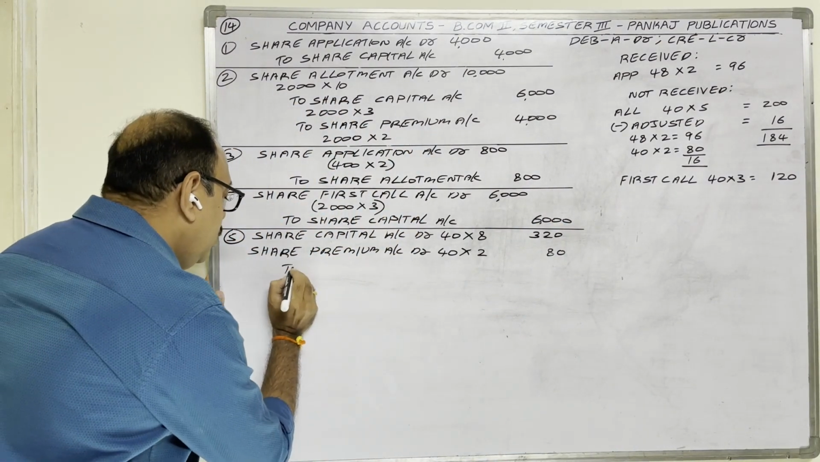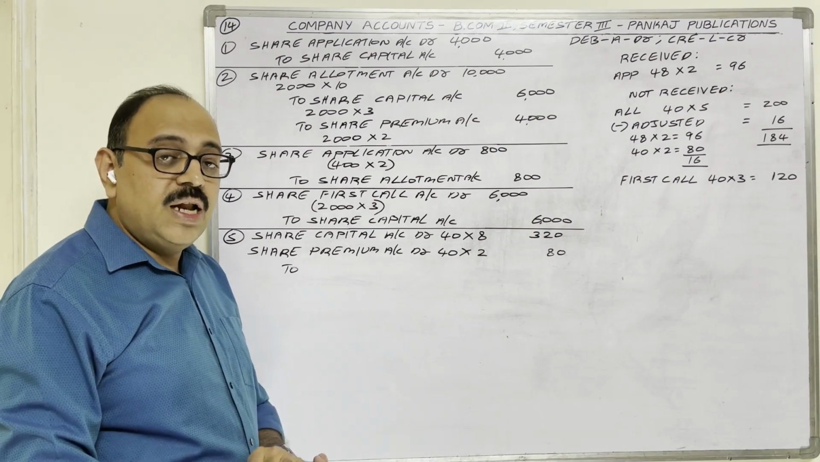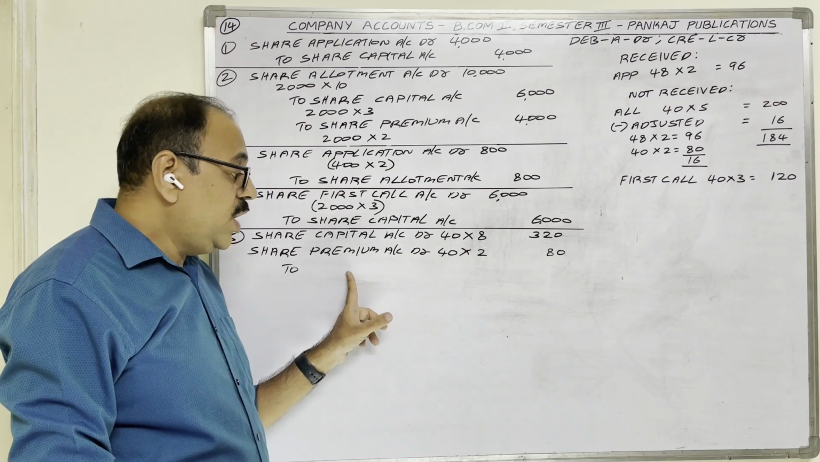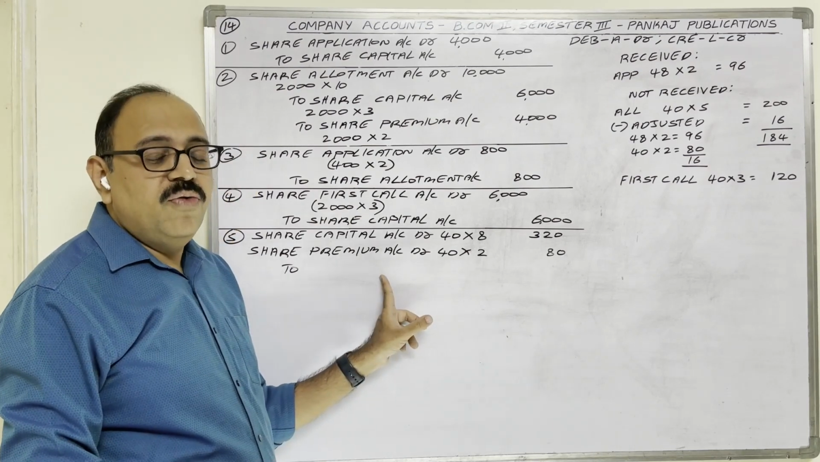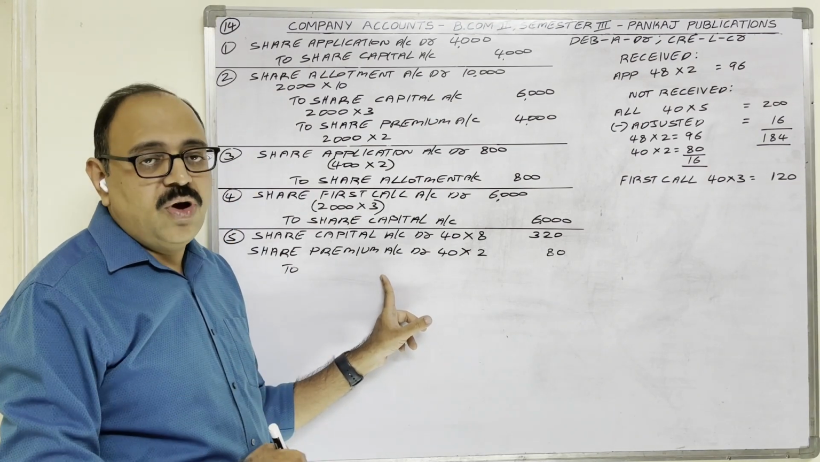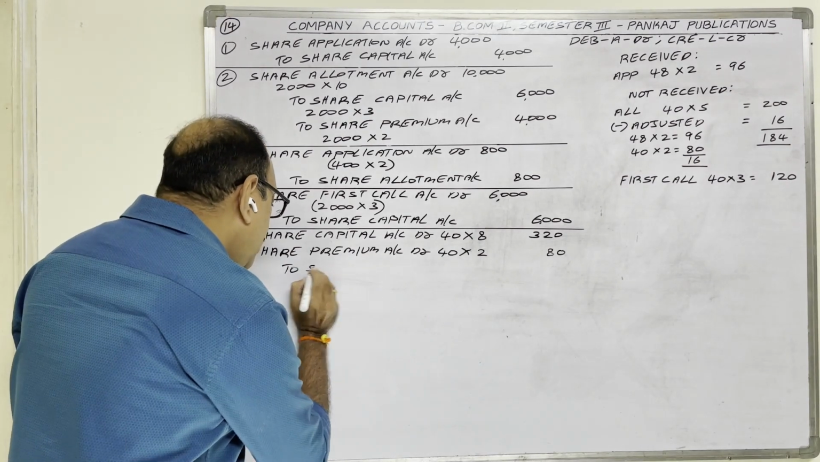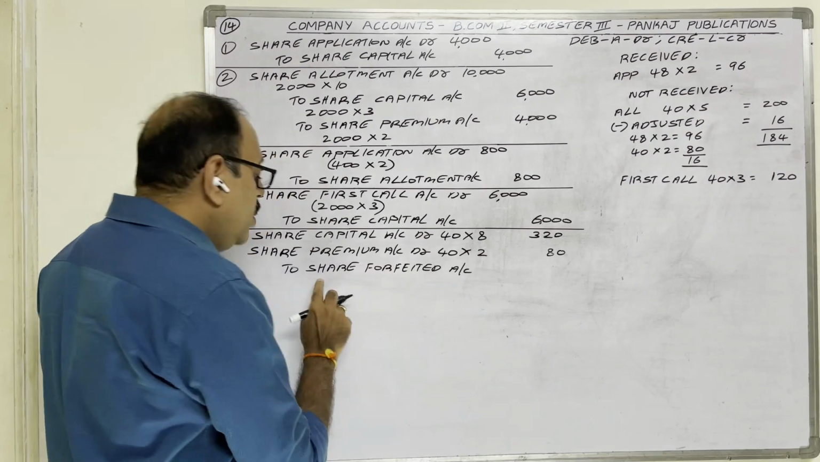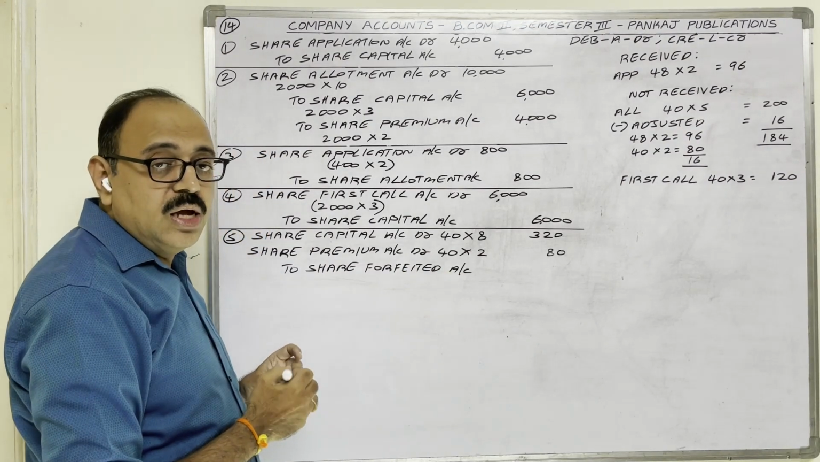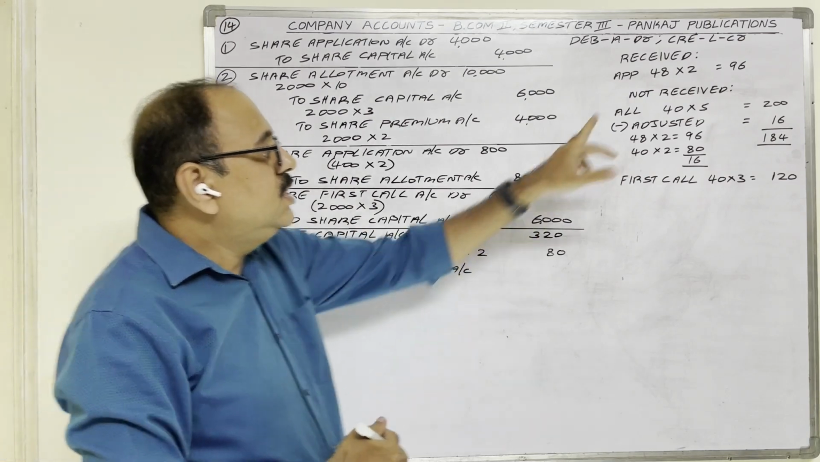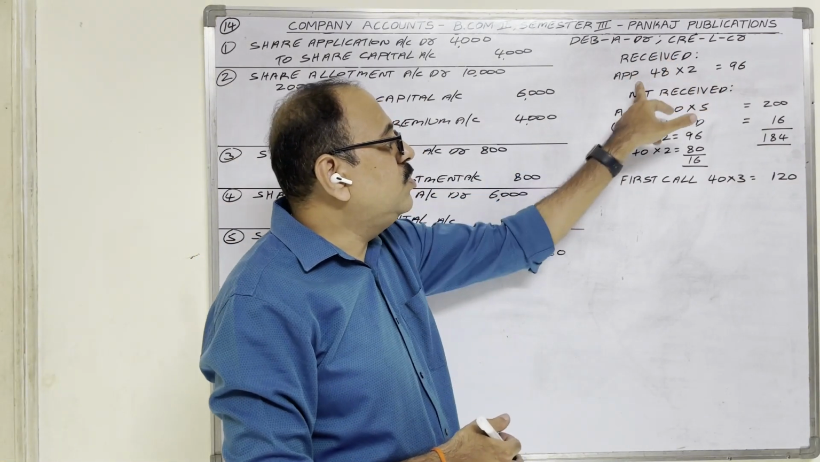Next, to. Recollect previous problems related to forfeiture entry. Here we used to write share forfeited account with the amounts which we received on forfeited shares. Here also the same, to share forfeited account. On these forfeited shares, already how much we received? Application money we received.